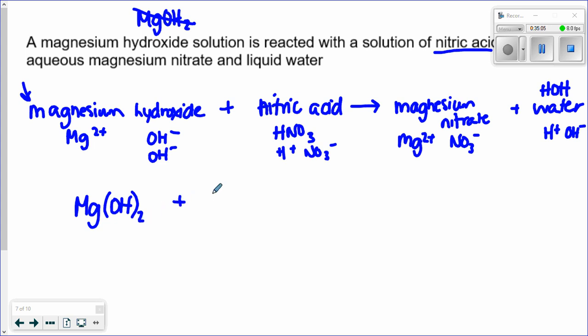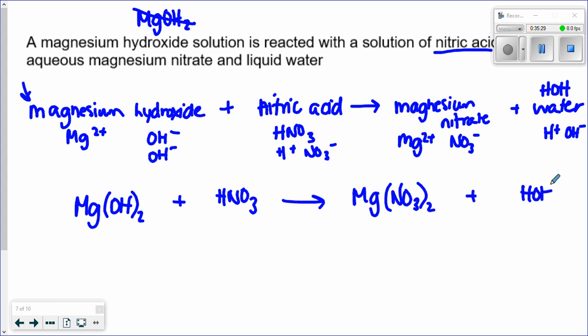Nitric acid, I already wrote that, unfortunately, HNO3. Produces magnesium nitrate. Again, 2 positives contributed by magnesium, only 1 by nitrate, so I need 2 of the nitrates. And water, I'm just going to write as HOH down here.